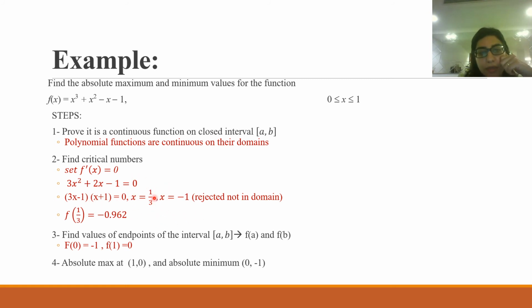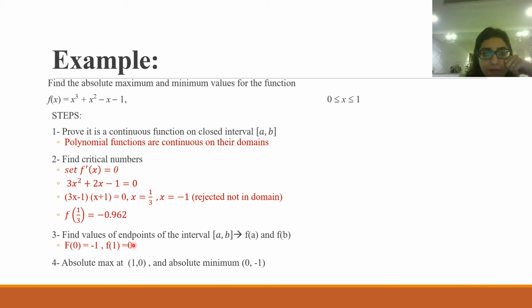At this point, I need to check, are these points in my domain or not? I have -1, but my domain starts from 0. So it's not in my domain, so it's rejected. And then I found the value of y, f of 1/3 is -0.962. So I got the critical point 1/3, and this is the y value of the critical point.